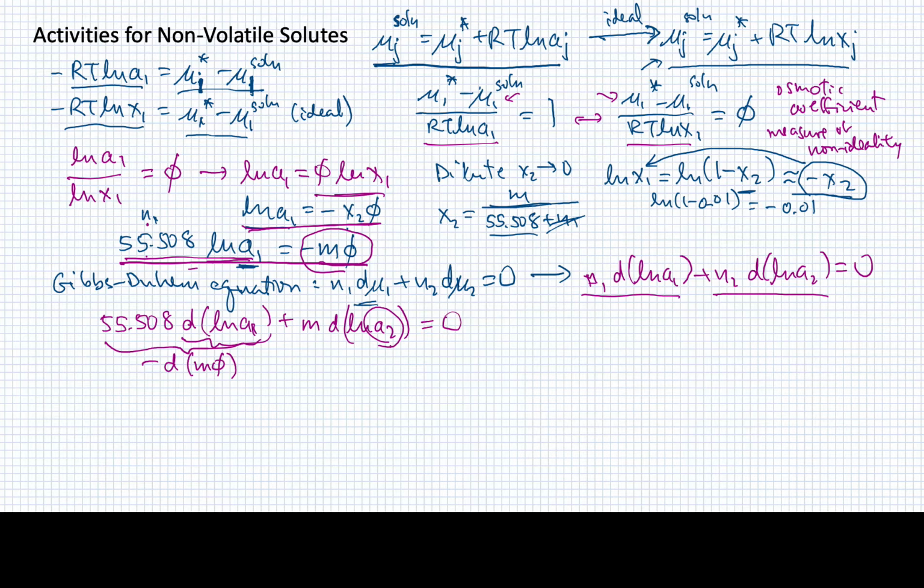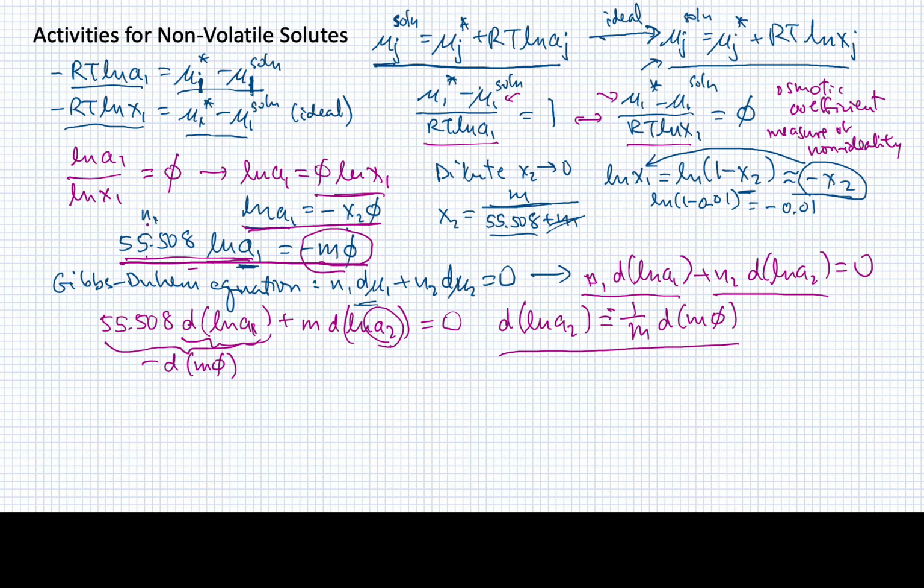And this is all equal to 0. So now when I rearrange this equation, I'm going to end up with a net equation that looks something like the differential of the log of A2 is equal to 1 over m times, I'm sorry, and that negative turned into a plus, times the differential of m phi. And so this is going to be the equation that we want to solve.